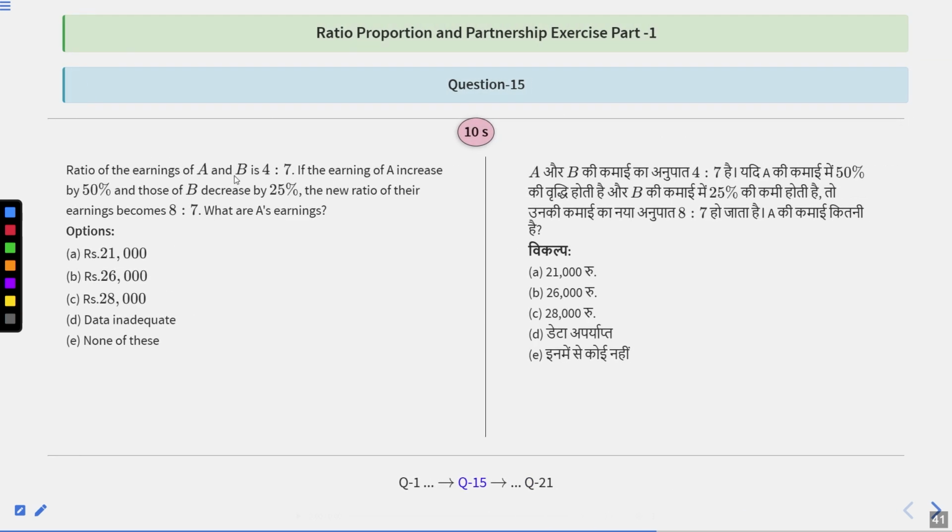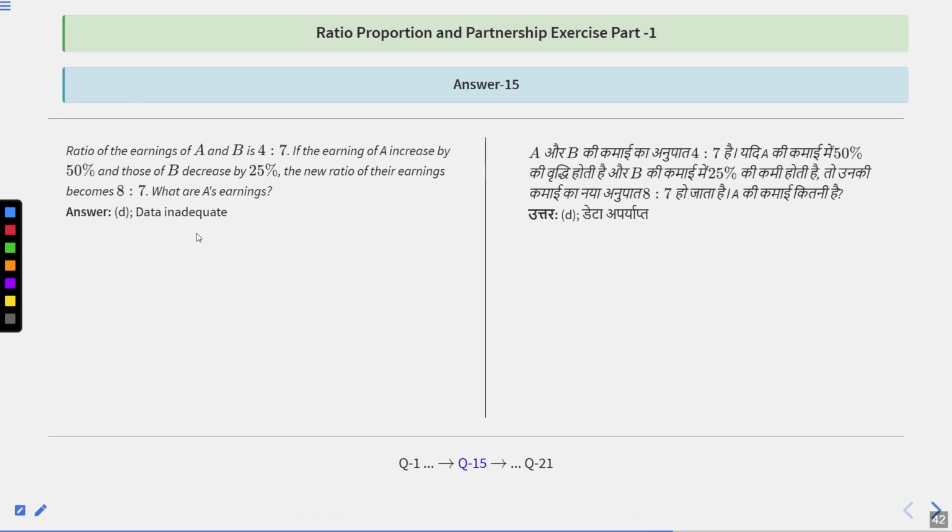The ratio of earnings of A and B is 4:7. If the earning of A increases by 50% and that of B decreases by 25%, the new ratio of their earnings becomes 8:7. What are A's earnings? We have 5 options and 10 seconds to analyze the question. Your time starts now. Now time's up. Let's see the solution.